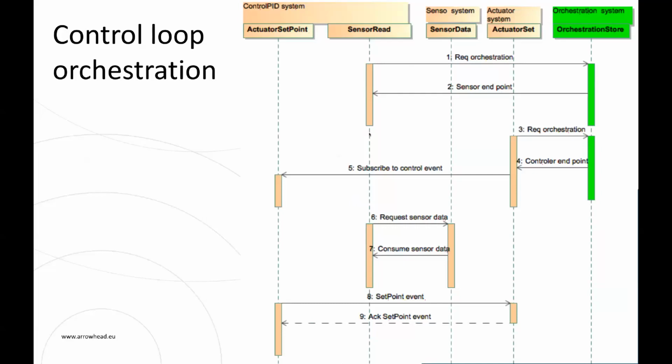And the same thing then for the actuator that will request the orchestration, get the endpoint, and then subscribe, in this case, to a control event. Once things have changed sufficiently, then we get some new data. And after that, we don't need the interaction with the orchestration store, and we can then have these two data consumptions work in an autonomous way.